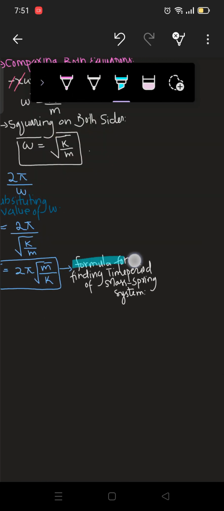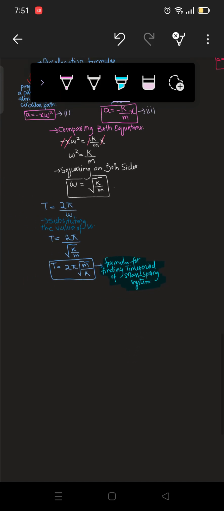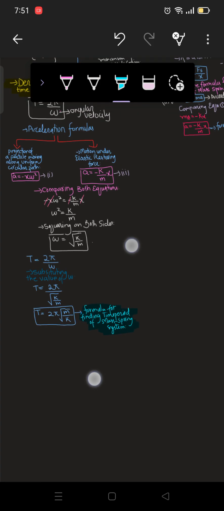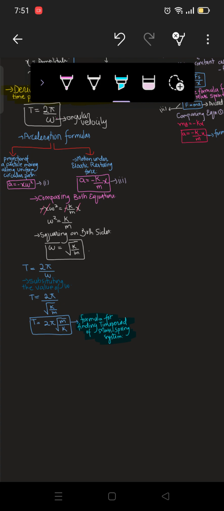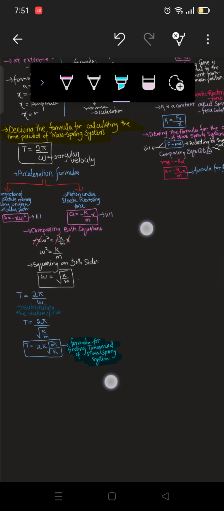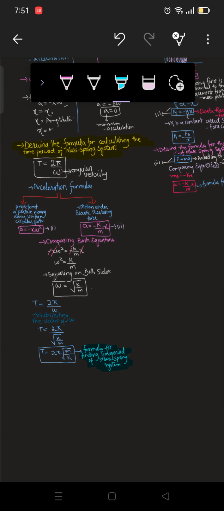We got the value of omega as under root k over m, and we found the formula for the time period of the motion under elastic restoring force, or Hooke's law, or mass spring system, as T is equal to 2 pi under root m over k. K represents the spring constant, m is the mass of the body, and 2 pi is the numeric constant, right? So this was all for today. In the next video we're going to derive the formula for finding the frequency of the mass spring system, or motion under elastic restoring force.